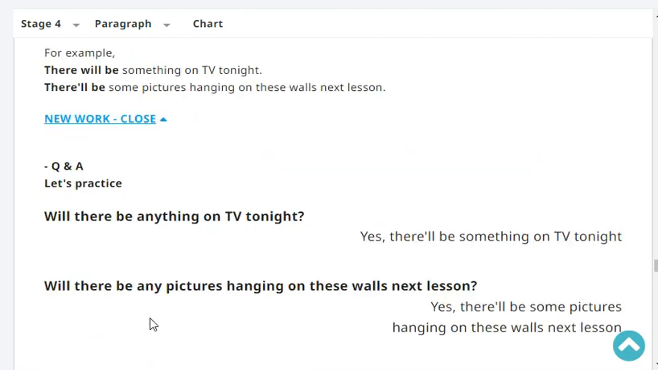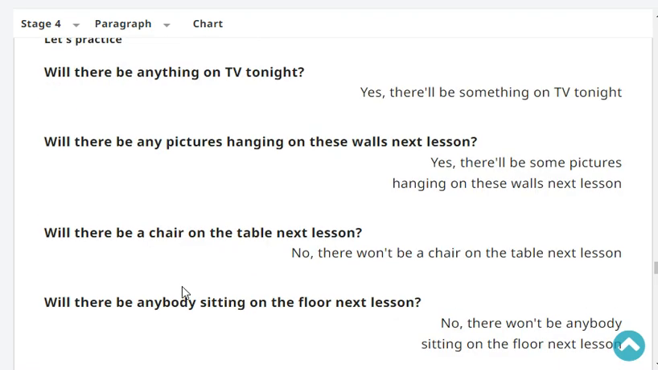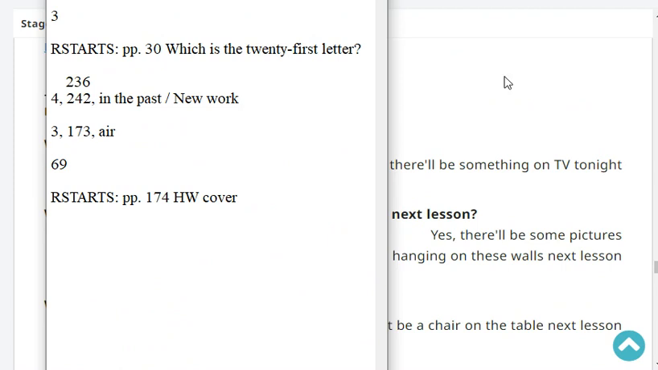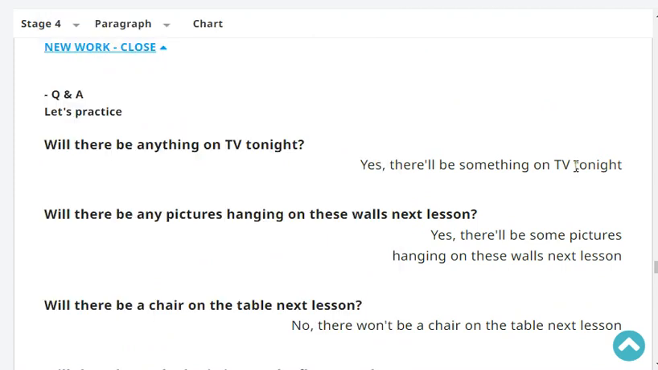Let's practice. Will there be anything on TV tonight? Yes or no? Yes, there'll be something on TV tonight. Very good. Will there be any pictures hanging on this wall next lesson? Yes, there will be a picture hanging on the wall next lesson. Very good.